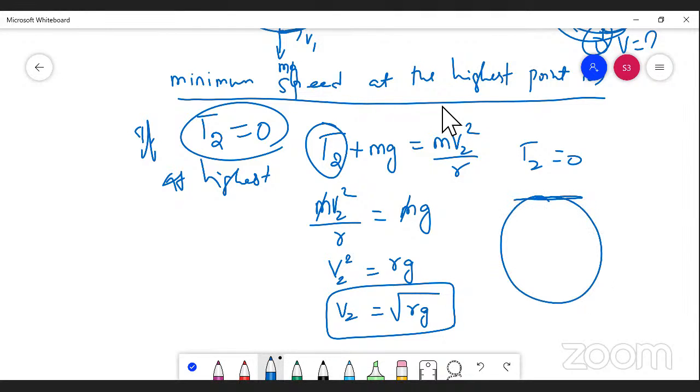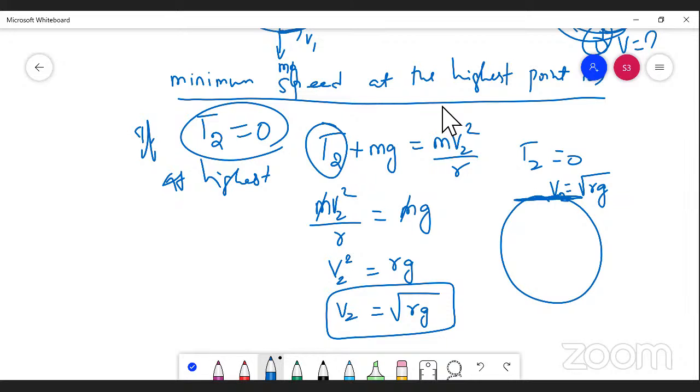at the highest point, the minimum velocity required is equal to the square root of rg. If it is less than the square root of rg, what happens? The bob will not stay in the circular path; it will not complete the circular path. Am I right?